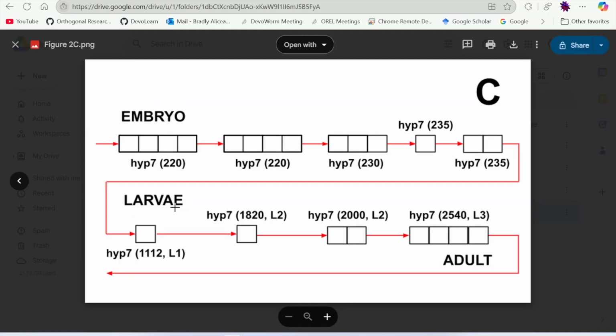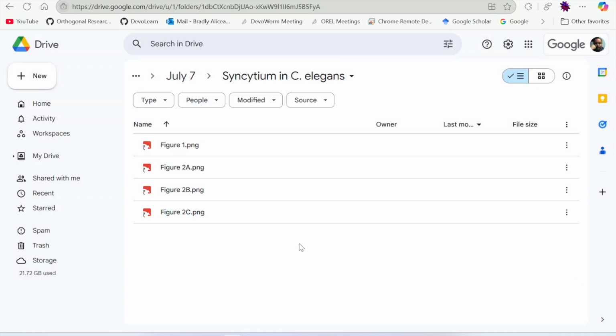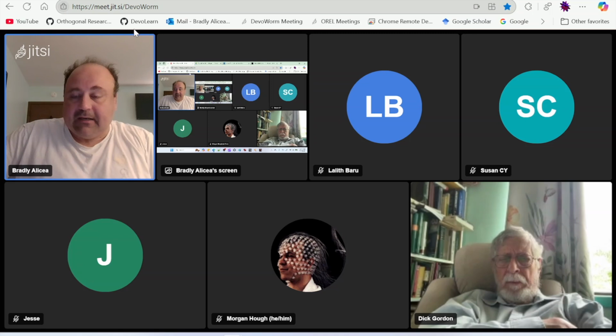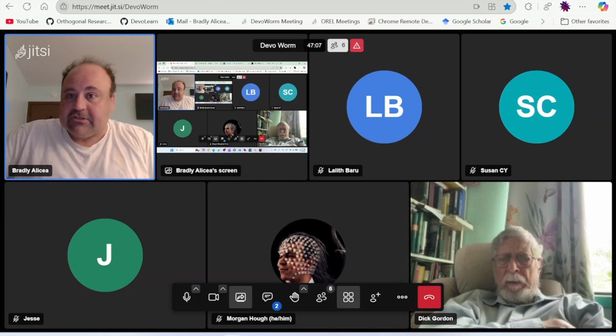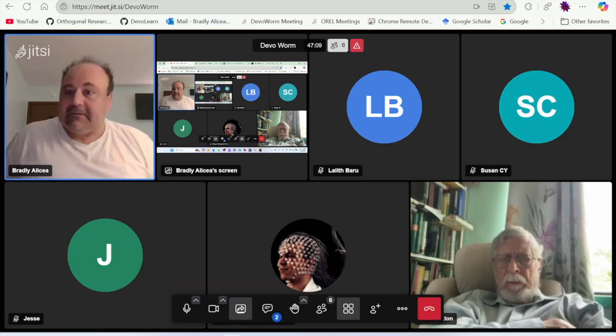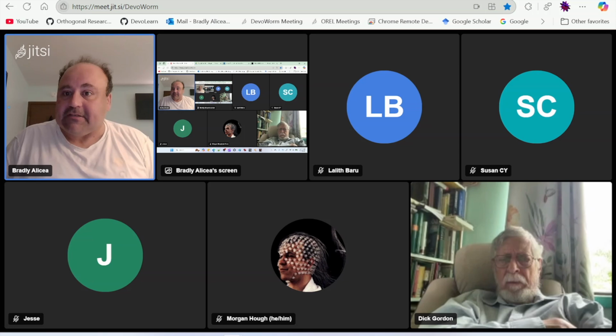And then finally the C, which shows the placement of these cells in time. So you have hypodermal 7 cells forming in the embryo, and then you get the larvae. So you get these post-embryonic hypodermal 7 cells, and then they fuse and contribute to structures in the adult. So those are some of the things, and I have it written up a little better than that. I'm not going to pull up that source document, but just to show some examples of how that process proceeds.